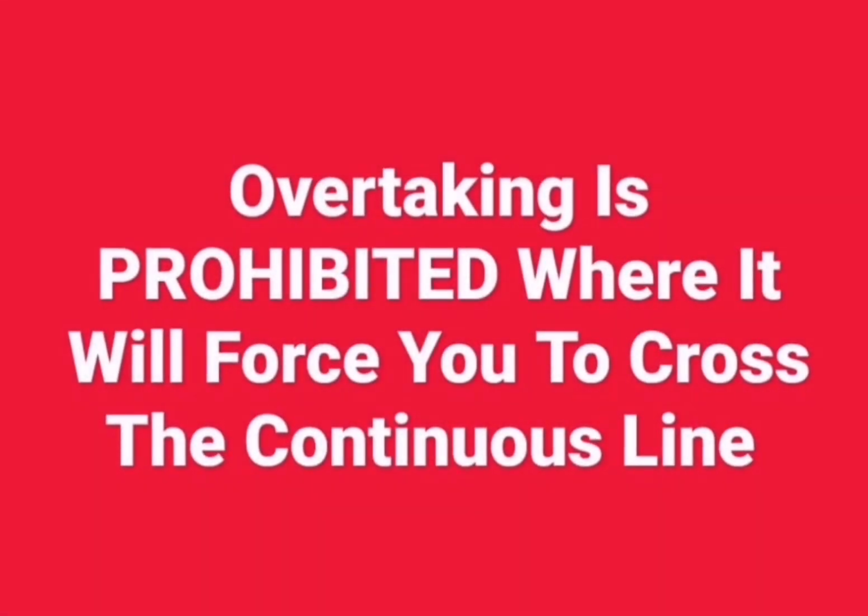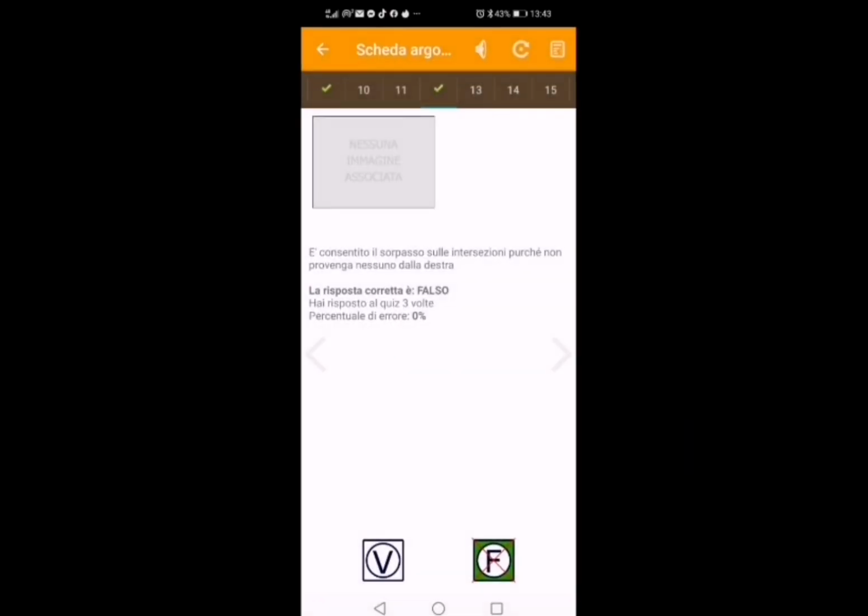Overtaking is prohibited where it forces you to cross the continuous line. If your overtaking will make you cross the continuous line, you are not supposed to overtake. So quickly, let us look at some of these quiz questions that we answered.